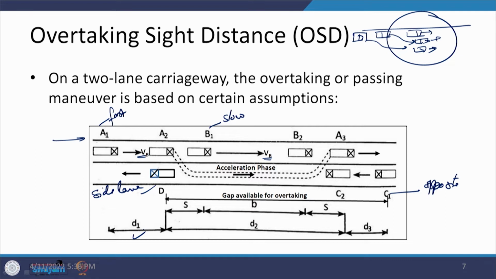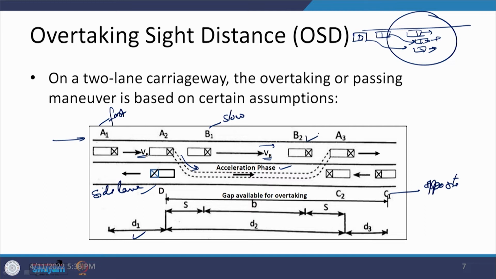Now, what is being observed by vehicle A is that there is a vehicle D which has already reached this location, and another vehicle is at location C1, and there is an ample gap. Because of this ample gap there is an opportunity to overtake, and so the vehicle shifts to the side lane, starts accelerating and overtakes the vehicle.